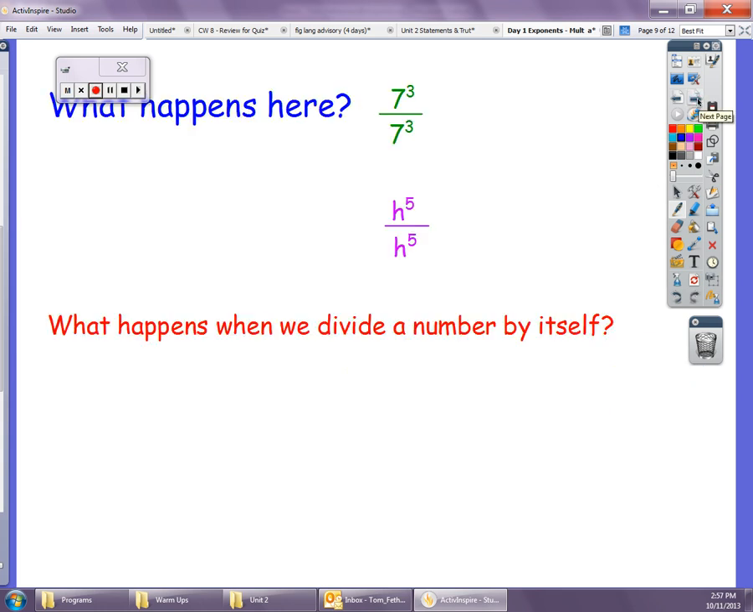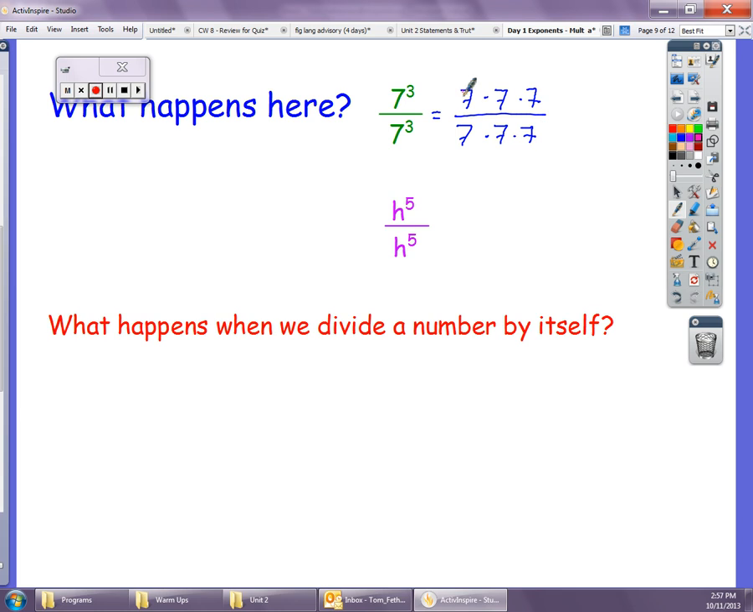Now when we look at the next one, what happens here? If I have the same base, I can use the property that I just did, and I can do 3 minus 3, which is 7 to the 0 power? Well, that's kind of confusing. So it's 7 to the 0 power. What if I would actually write these out? 7 times 7 times 7, over 7 times 7 times 7.